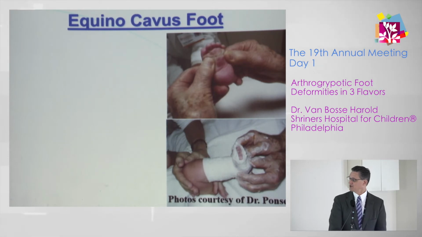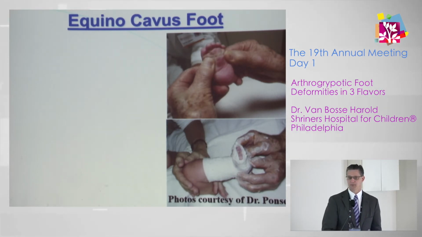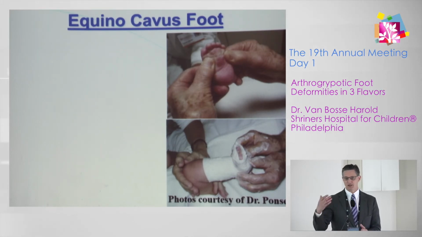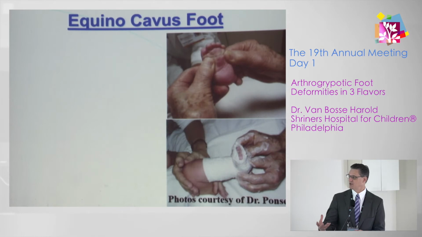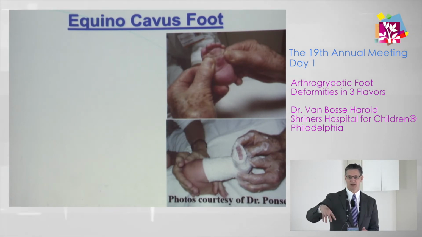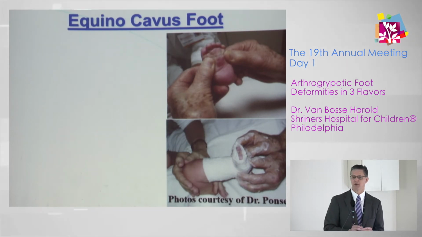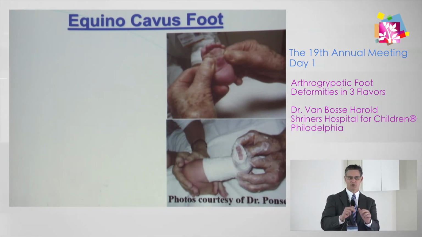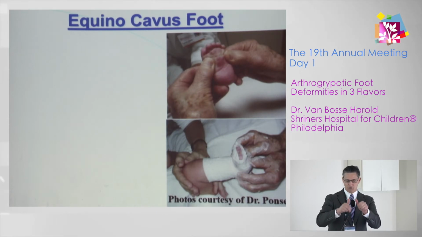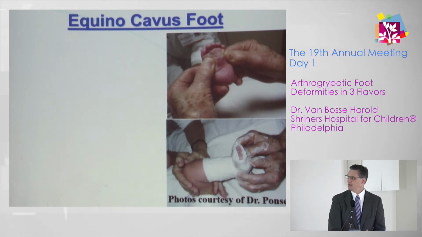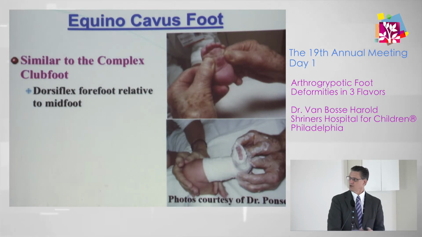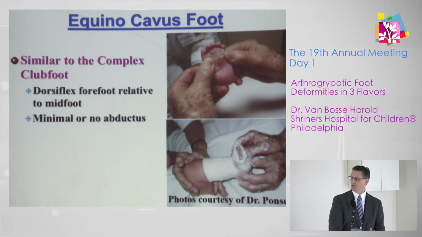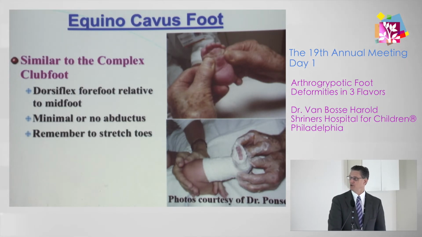The treatment for this actually comes to us from Dr. Ponseti again. Remember, Dr. Ponseti used to talk about the complex or the atypical clubfoot that sometimes would just happen by itself, sometimes would happen when a child slipped in a cast. And he would talk about the four-finger correction, where you put your fingers over the dorsum of the foot, your thumbs over the metatarsal head, and you dorsiflex the forefoot in relationship to the midfoot. And that's the same thing that we do here. So dorsiflex the forefoot relative to the midfoot. You do little to no abduction, and you need to remember to stretch the toes.